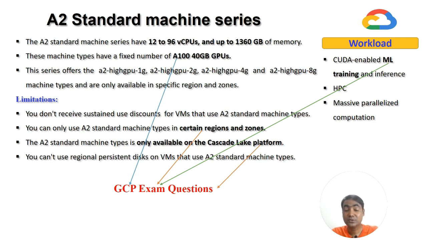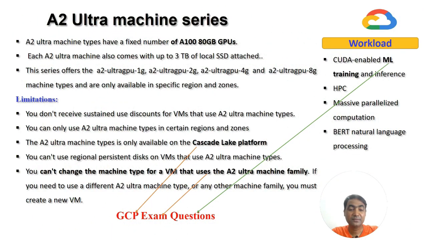I mentioned all the points here, guys, just so you can remember them. It will help for your GCP examination. A2 ultra machine types have a fixed number of 80 GB GPUs.